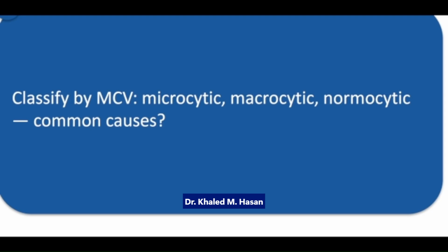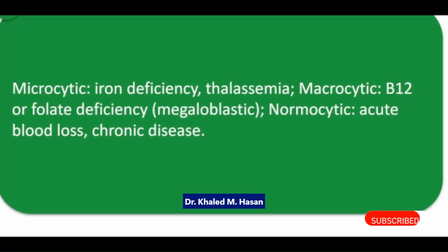So the question here is about the common causes of anemia. Here we're talking about microcytic anemia, mostly related to iron deficiency or thalassemia, or macrocytic anemia related to B12 deficiency or folate deficiency, another name being megaloblastic anemia. Sometimes we see normocytic anemia due to acute blood loss or chronic disease.